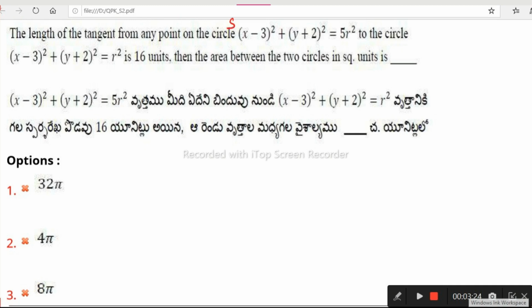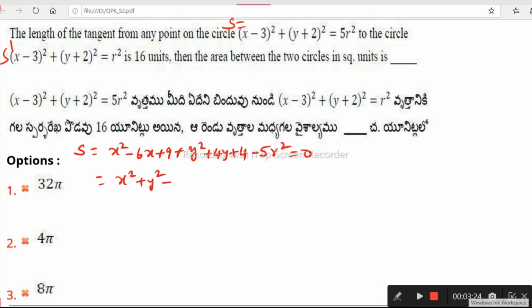Take this circle is S, this is S dash. Expanding S here, (a minus b) whole square formula ఉంది కదా, (x minus 3) whole square, x square minus 6x plus 9 plus y square plus 4y plus 4 minus 5r square is equals to 0. General formula లోకి split చేస్తున్నాను. Therefore this is x square plus y square minus 6x plus 4y plus 9 plus 4, 13 minus 5r square is equals to 0. This is in the form of x square plus y square plus 2gx plus 2fy plus c formula లో ఉంది.